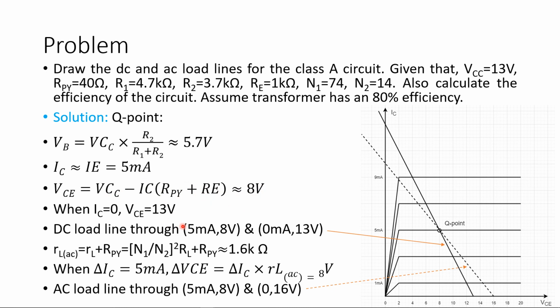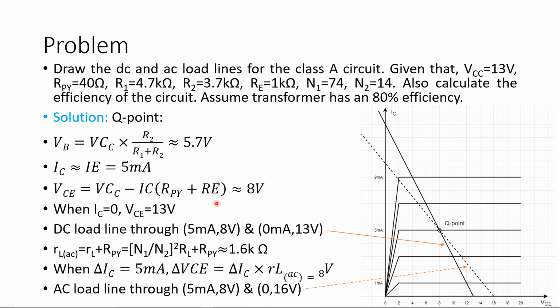So now we have the Q point. The Q point is actually 5 milliamperes comma 8 volt. Okay, so this is the Q point. You can see this is 5 milliamperes, and the voltage is 8 volt. Now we need another point to calculate the DC load line.